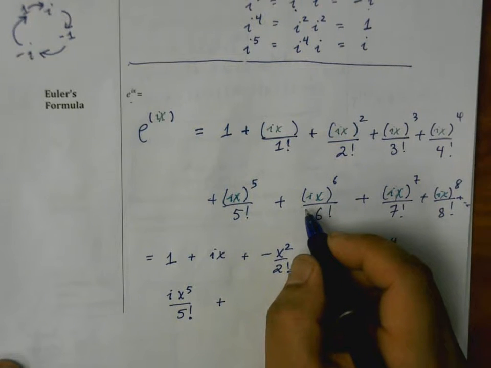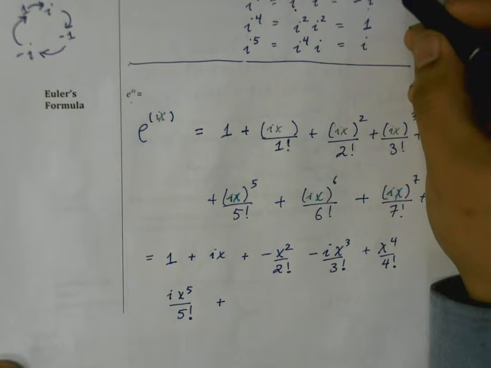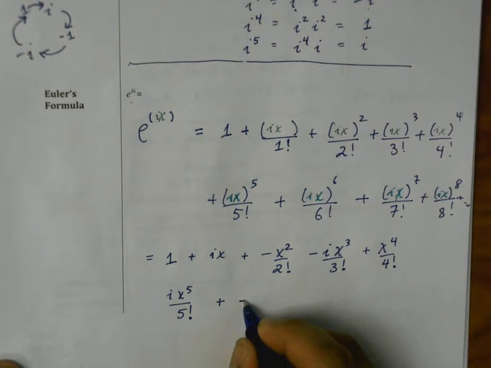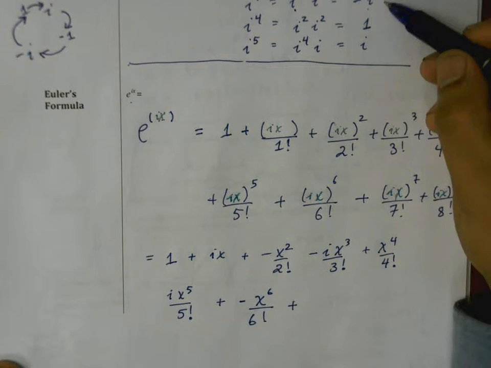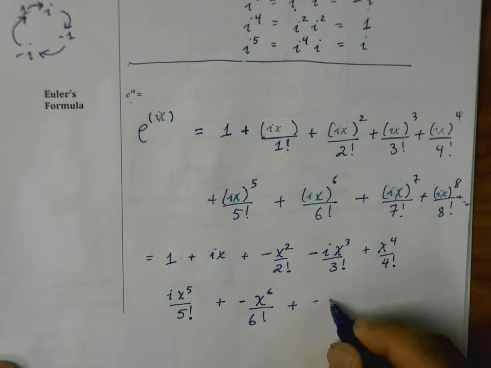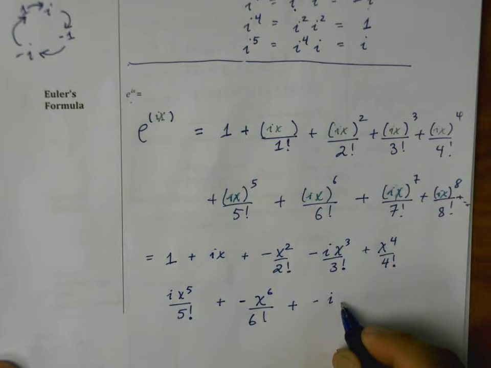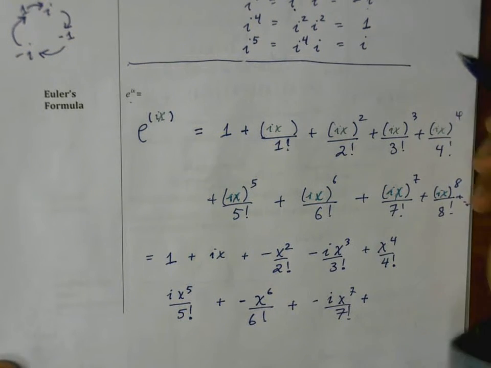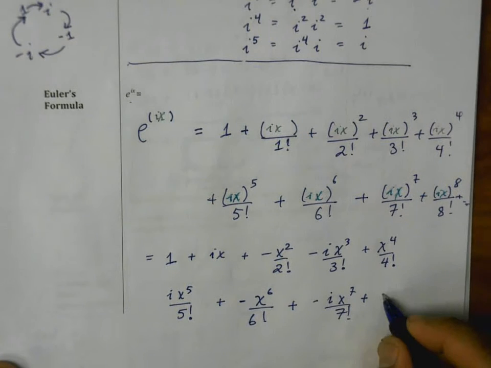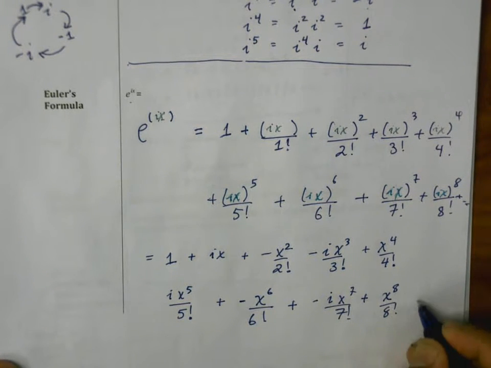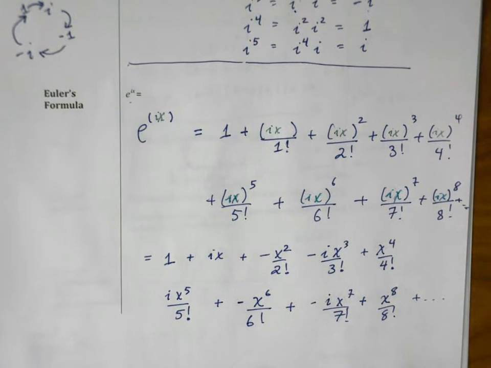i to the sixth is the same thing as i squared, so that's going to be -1. So that's -x to the 6th over 6 factorial, plus i to the 7th is the same thing as i to the 3rd, so that's going to be -i x to the 7th over 7 factorial. And finally, i to the 8th is going to be the same thing as i to the 4th, which is 1. So that's x to the 8th over 8 factorial plus a bunch of other terms.